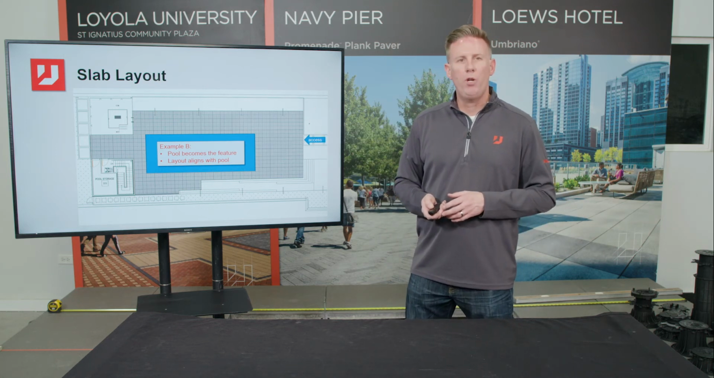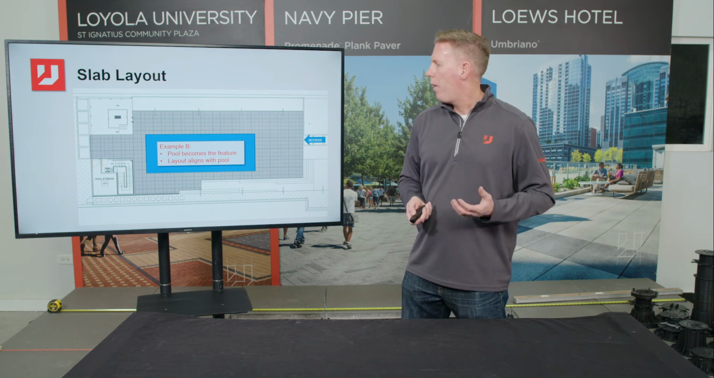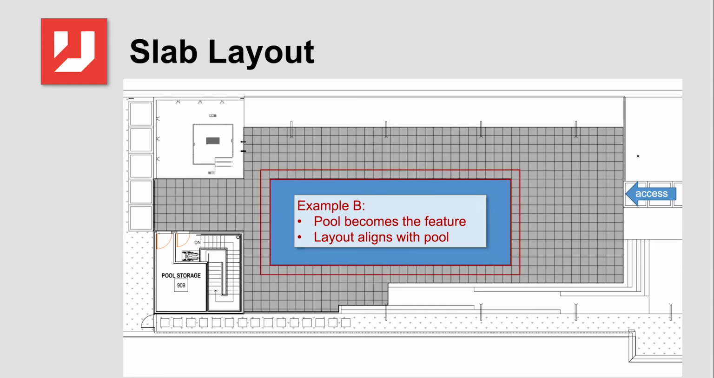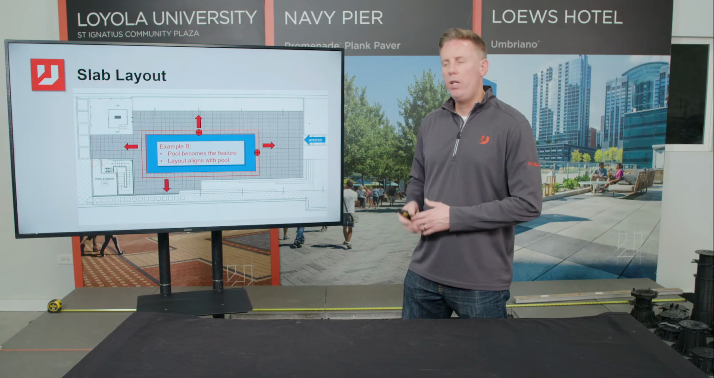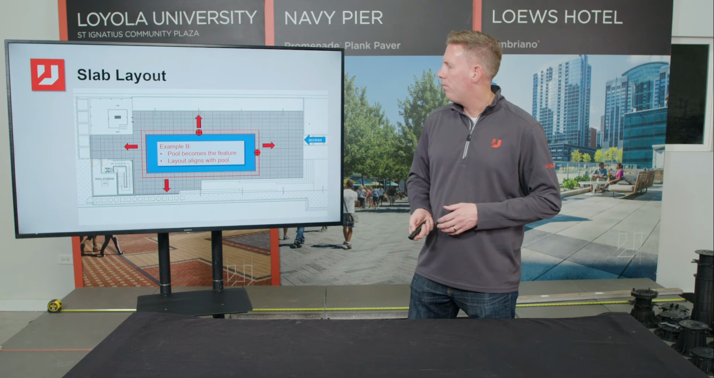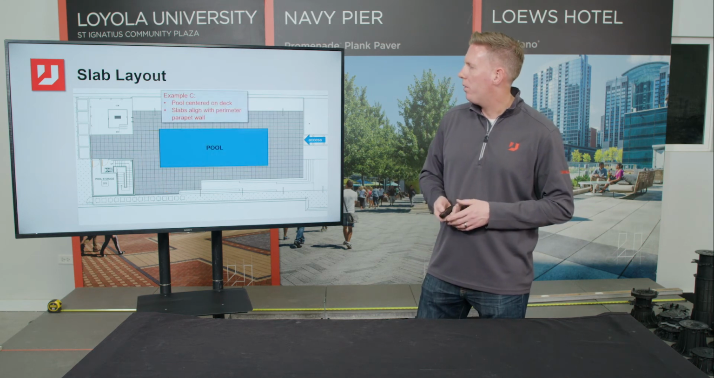Now, since this is your feature, the best place to start is actually around the pool and work your way out in 4 directions from the pool. So if there were any things on the outside of the parapet wall, that's where your cutting might be, not up by the pool area. We'll show you an example of what that might look like.